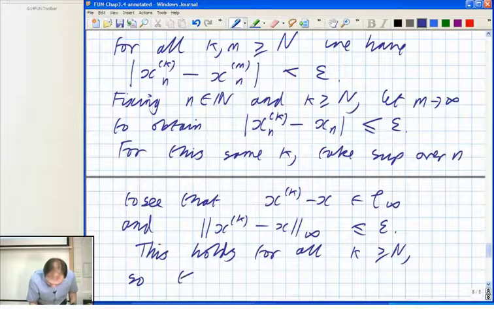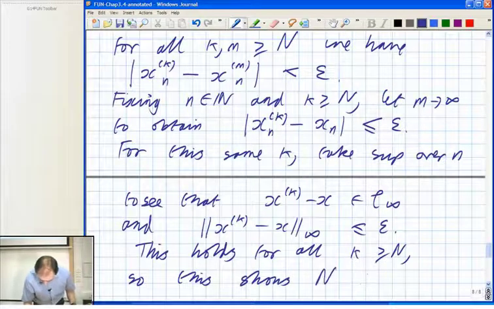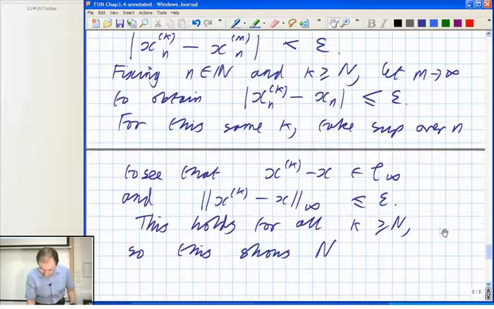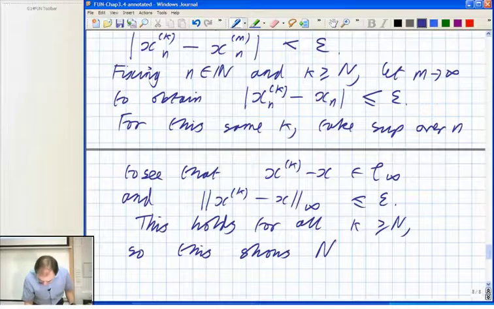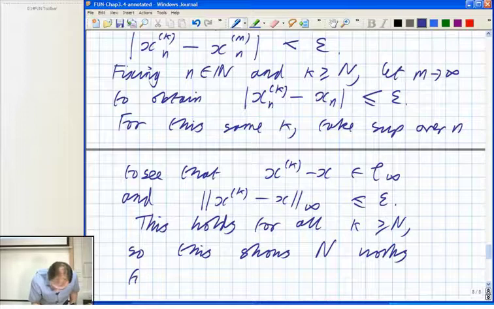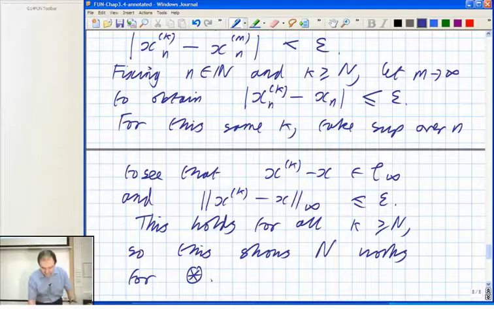So that proves star. This shows M works for star. And the result follows.